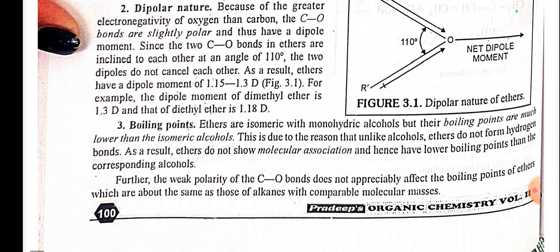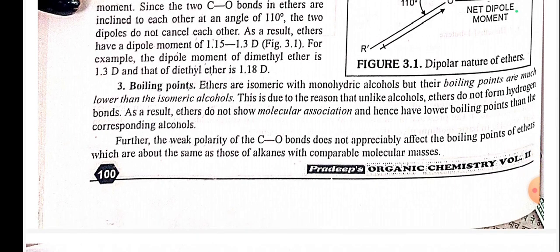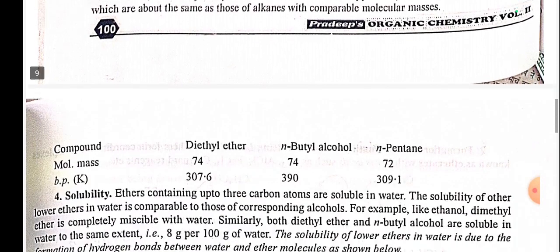Boiling point. Ethers are isomeric with monohydric alcohols, but their boiling points are much lower than the isomeric alcohols. This is due to the reason that, unlike alcohols, ethers do not form hydrogen bonds. As a result, ethers do not show molecular association, hence have lower boiling points than the corresponding alcohols. Further, the weak polarity of the C-O bond does not affect the boiling points of ethers, which are about the same as those of alkanes with comparable molecular mass.